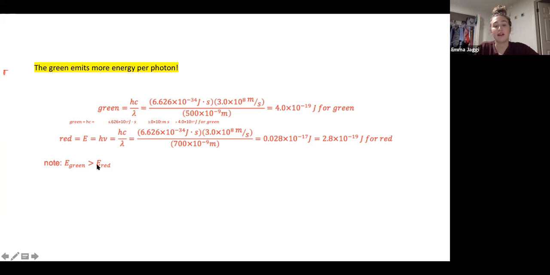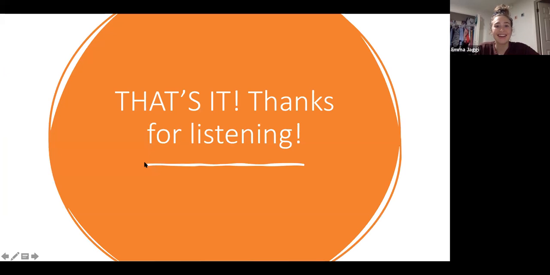The energy of the green is also greater than the energy of the red, which is why it emits more energy per photon.